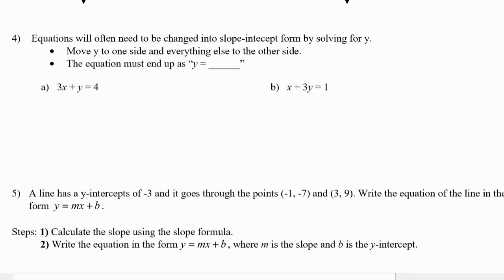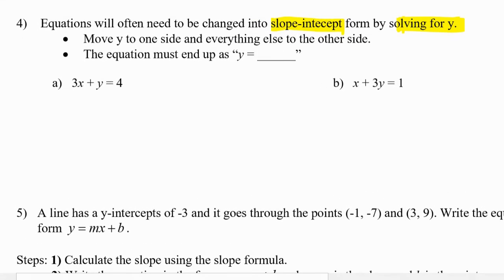Okay, look at number 4. Sometimes equations are not in slope-intercept form. In that case, we have to change that into slope-intercept form by solving for y, by isolating y. Okay? So look at this. We have 3x plus y equals 4. Our goal is to isolate y. Solving for y is the same as isolating y. So let's isolate y.